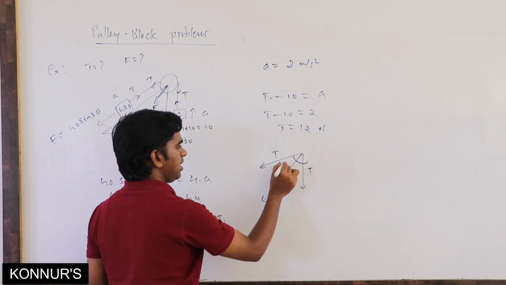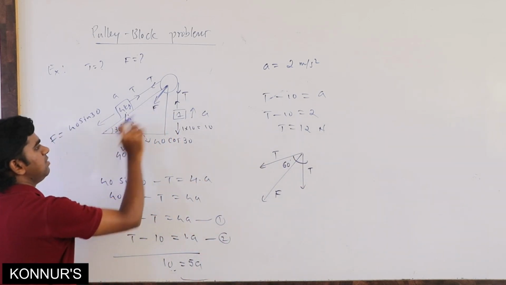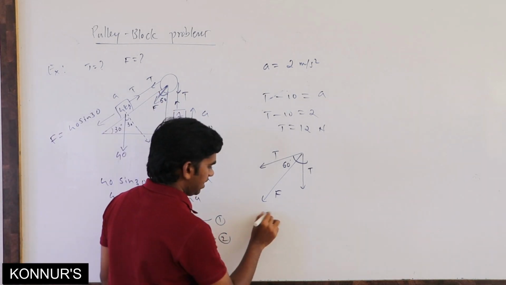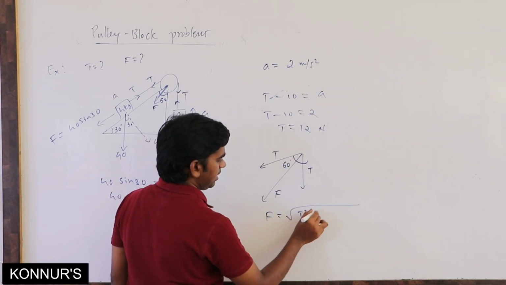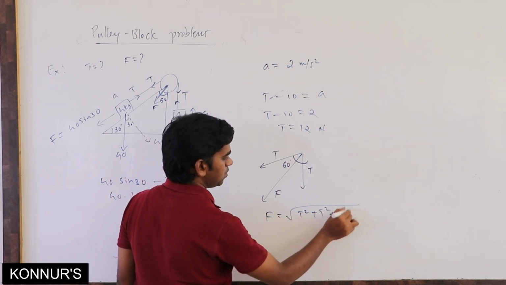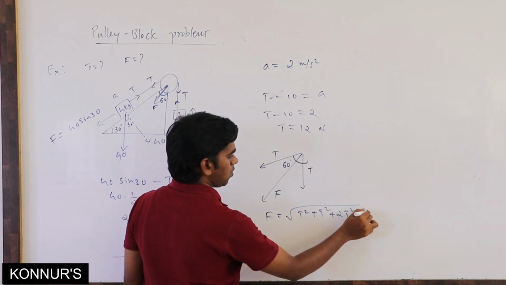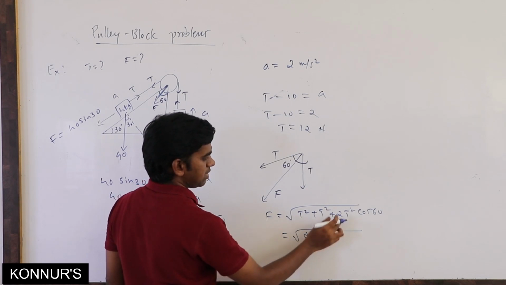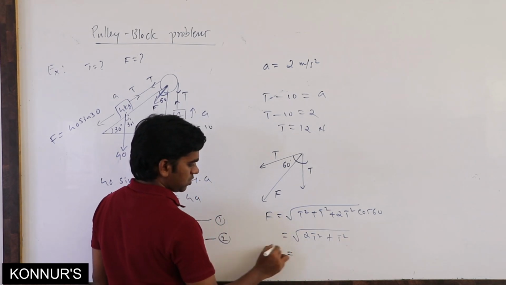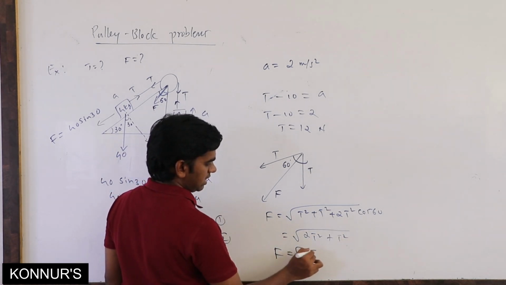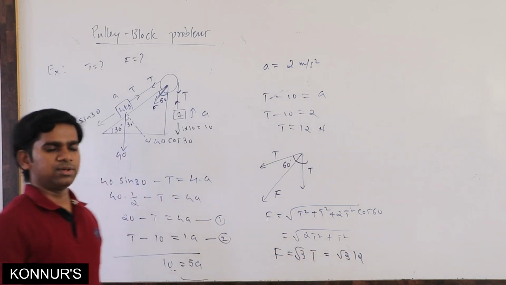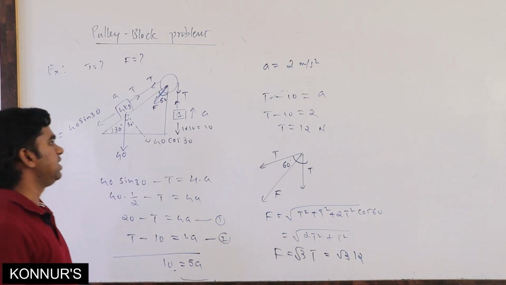What angle are they giving? The angle given is 60. If this is 30, this is obviously going to be 60. So you can apply F equals root of T square plus T square plus 2 T into T cos 60. So what will it become? 2T square plus, cos 60 is 1 by 2, 2 will get cancelled, it will become 1 more T square. So F net is root 3 T. That means your answer will be root 3 into 12. Okay, this is how you can get the force here.